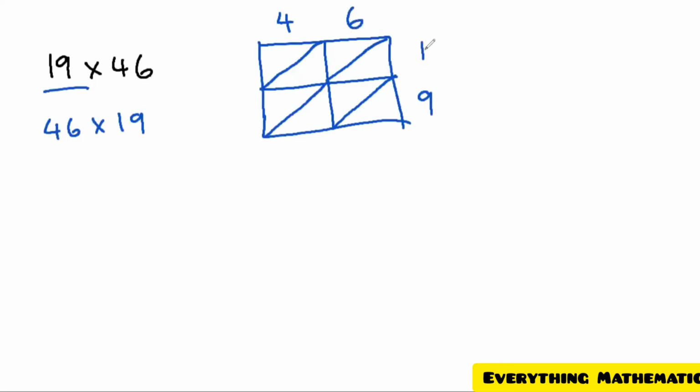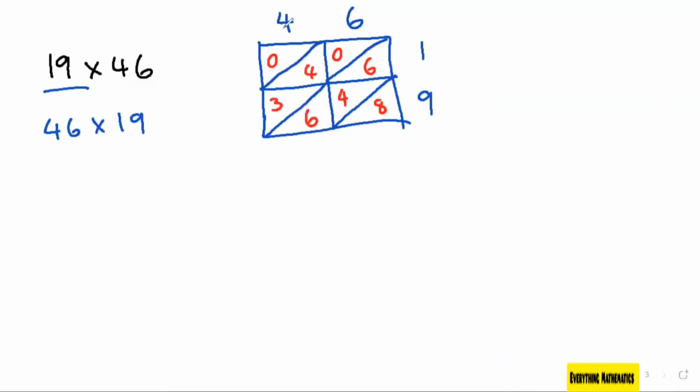So here we go, 6 multiplied by 1, that will be 0, 6. 4 multiplied by 1, that will be 0, 4. 6 multiplied by 9, 6 nines are what? 48, I think? Yes, it's 48. So that will be 4, 8. And 4 multiplied by 9, that should be 36. So 3, 6. And once we finish with the multiplication process, it's just to add along the diagonal.